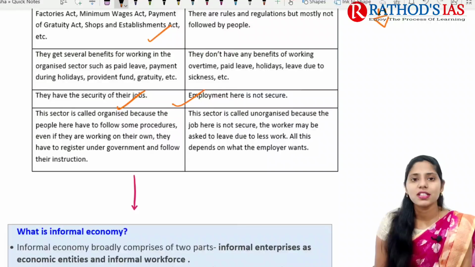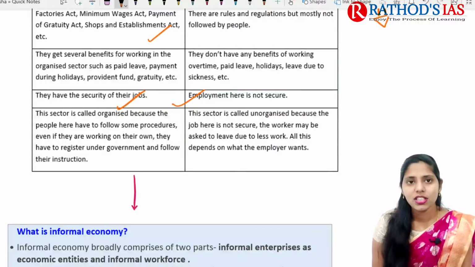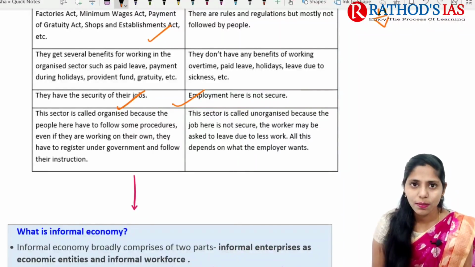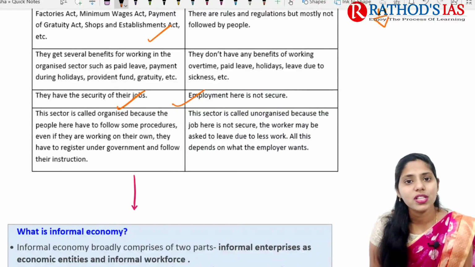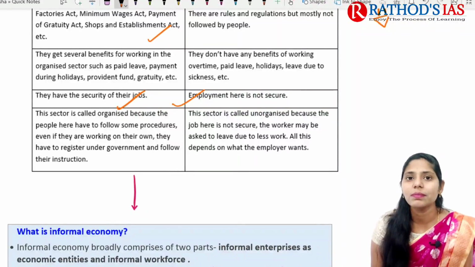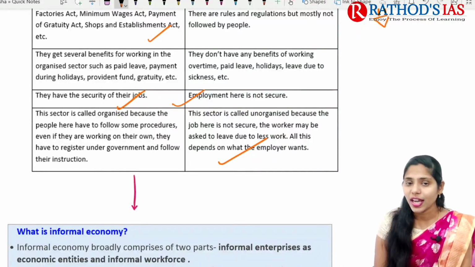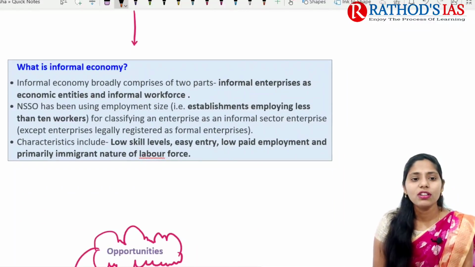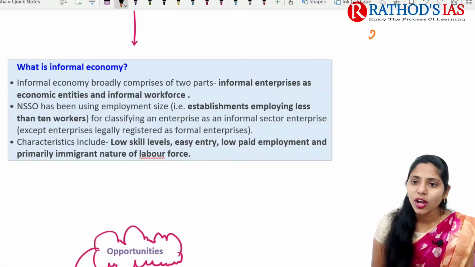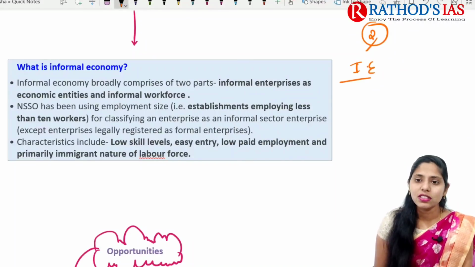So unorganized means there is no job security, right? And if there is no work, the owner of that company asks the employee to leave the company, okay. Because of this, it mainly depends upon what the employer wants, and it does not come under the purview of the government. So these are some important differences between the organized sector and the unorganized sector. So I hope you understand this. If you are talking about the informal economy, this informal economy mainly contains two parts. The first one is informal enterprises, okay, and the next one is the informal workforce.